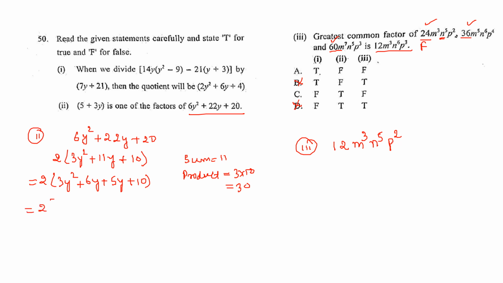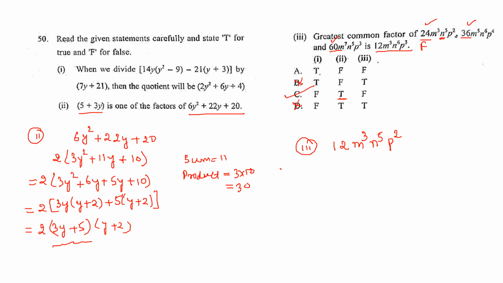And if you solve it further, 3y, y plus 2, again from 5 common if you take, it will give you y plus 2, and further you can get it as 3y plus 5 and then y plus 2. So if you see, it is written 5 plus 3y is one of the factors, so it is here, so it is a factor. It means the second part is true, and the second part true, you can see it is given over here. So from here only you can conclude that your C is the correct option.